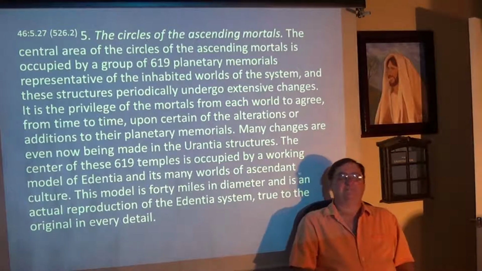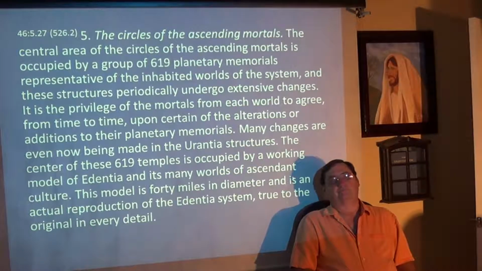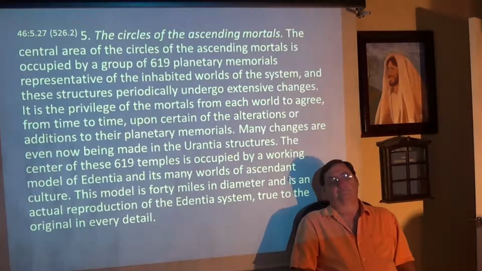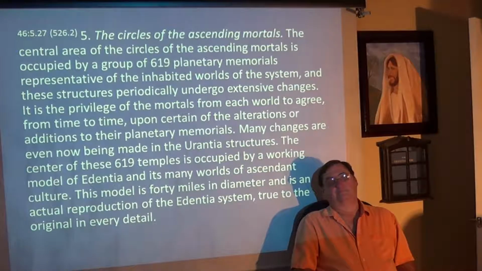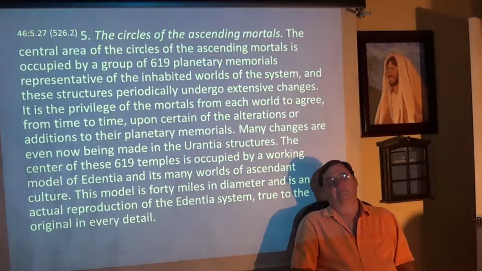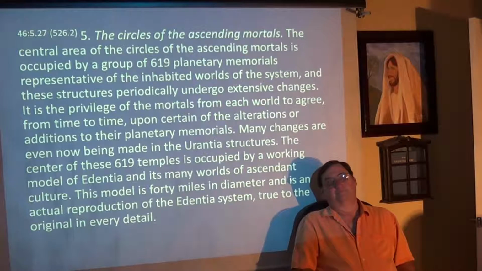Number 5, the circles of ascending mortals. The central area of the circles of ascending mortals is occupied by a group of 619 planetary memorials representative of the inhabited worlds of the system, and this structure periodically undergoes extensive change. It is the privilege of the mortals from each world to agree from time to time upon certain alterations or additions to their planetary memorials. Many changes are even now being made in the Urantia structures.